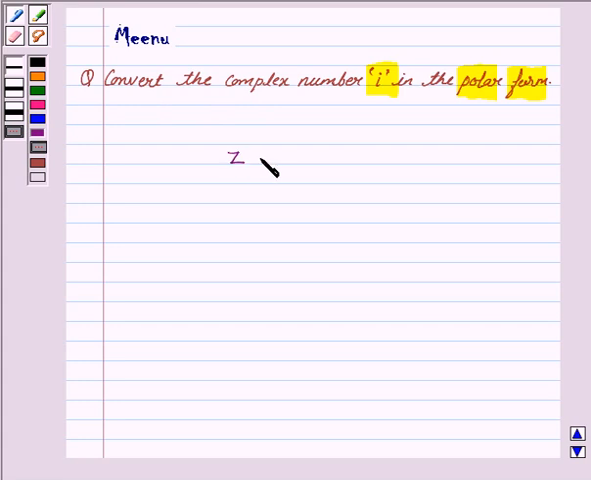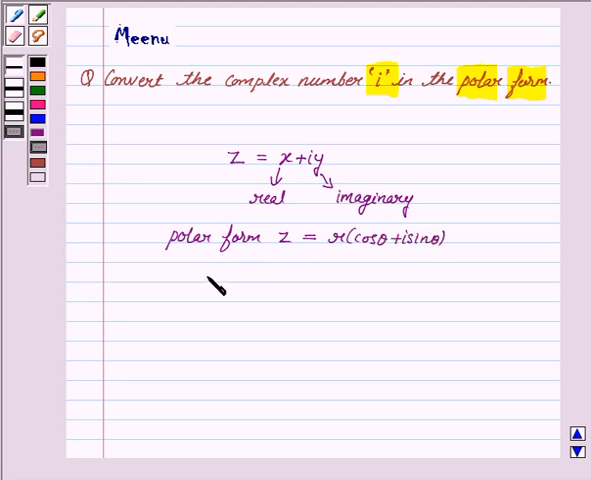Any complex number z is in the form x plus iota y, where x is the real part and y is the imaginary part. And the polar form of z is given by r into cos theta plus iota sin theta, where r is equal to root of x square plus y square, and theta is the argument of z. So, to convert a complex number in the polar form, we need to obtain r and theta. So, this is the key idea.